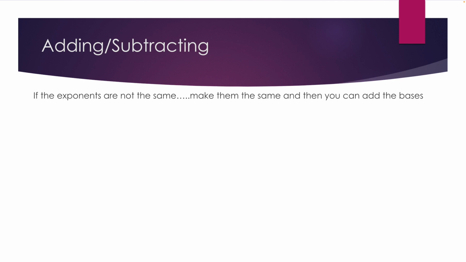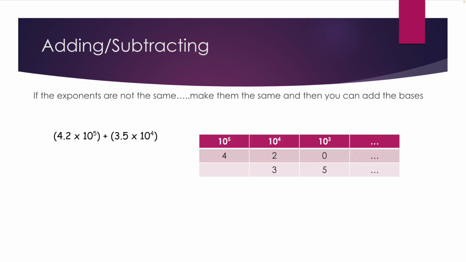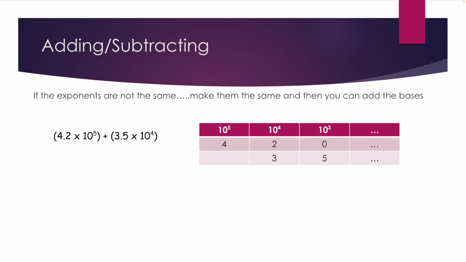However, if the exponents are not the same, we cannot just add the bases because they don't line up in our place value chart. And so we need to make the bases the same before we can add or subtract. So for example, if I have something like this where I have 4.2 times 10 to the power of 5 and 3.5 times 10 to the power of 4, and I'm adding them together, in the place value chart, it's going to look like this.